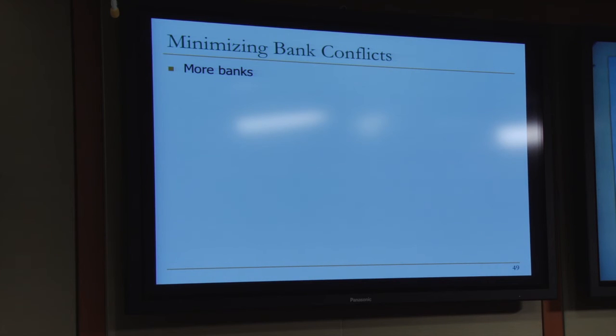Well, the first solution is more banks. Add 1 million banks and hopefully you're not going to conflict. Expensive, right? That's the downside. Not only expensive, but you may not be able to sustain having so many banks, because remember, they're sharing the bus. And the electrical loading on the bus may not be sustainable for the clock frequency that you're running things at.